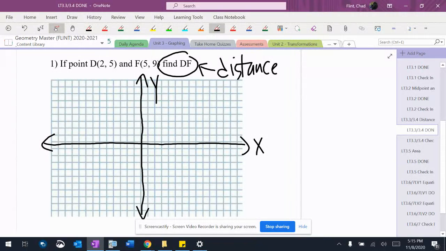So 2, 1, 2, 3, 4, 5. 1, 2, 4, 5, 1, 2, 3, 4, 5, 6, 7, 8, 9. All right, so there's my 2 points, D and F.